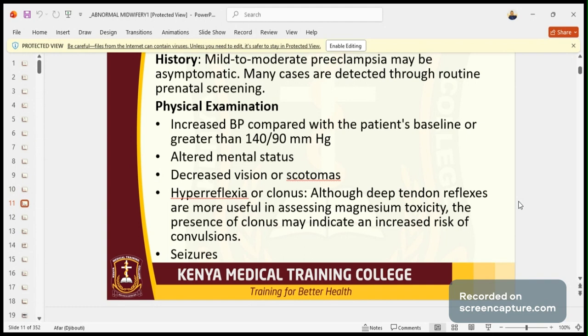So, history: mild to moderate preeclampsia may be asymptomatic. Many cases are detected through routine prenatal screening care. On physical examination, increased BP compared with the patient's baseline, greater than 140/90, is indicative. Look for altered mental status, decreased vision or scotomas, hyperreflexia or clonus, okay? Although deep tendon reflexes are more useful in assessing magnesium toxicity, the presence of clonus may indicate increased risk of convulsions and seizures as well.